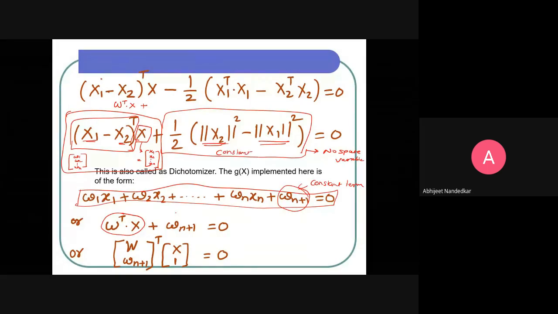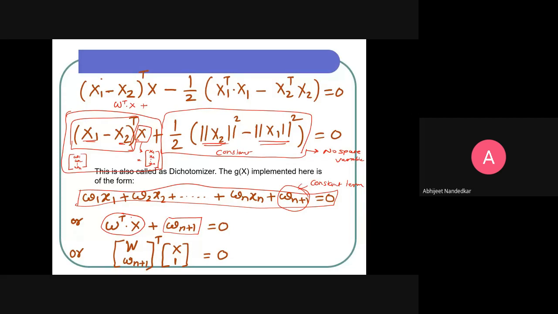So this constant I am calling as w_{n+1}. For each space variable x1, x2 up to xn, the associated numbers are called w1, w2 up to wn. If I collect these variables, it becomes a w vector, and if I collect all space variables, it is a space variable vector. These two multiplied together will give you this part of the equation, plus the constant term.